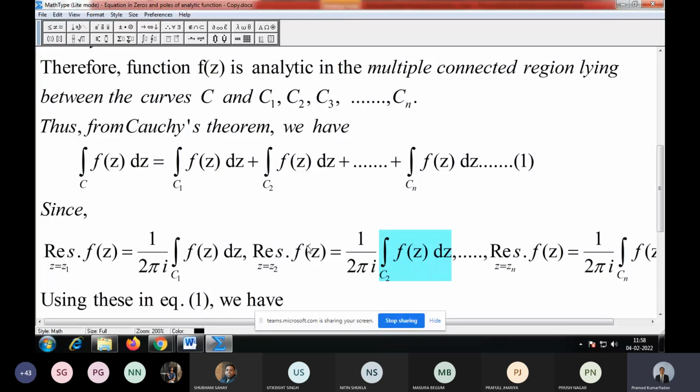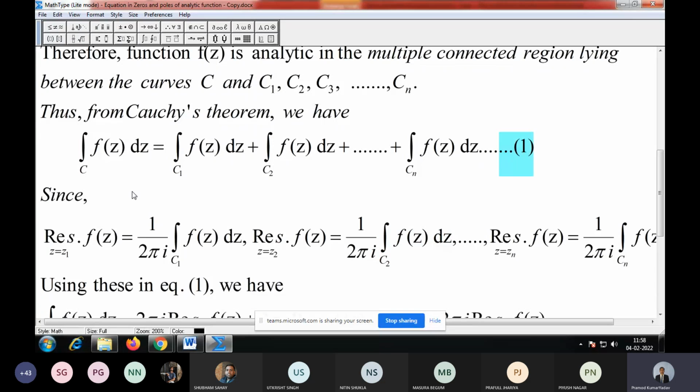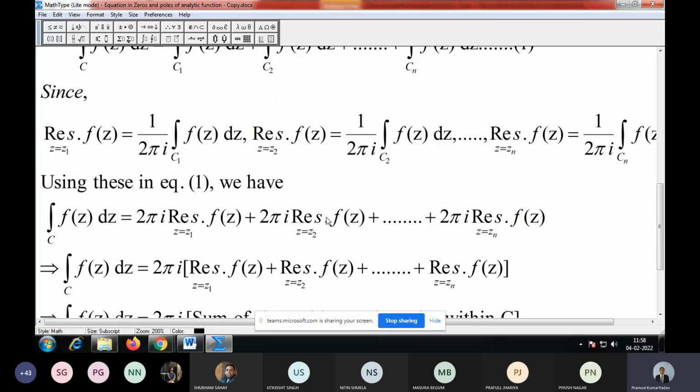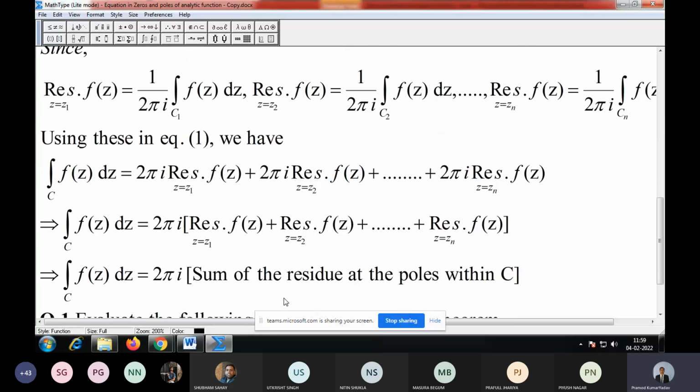We may use these results in equation 1. So what will happen? The integration of f(z) dz over C is equal to 2 pi i times the residue of f(z) at z1 plus 2 pi i times the residue of f(z) at z2, and so on. So we may take the common factor 2 pi i times the residues of f(z) at z1, z2, z3, and so on. Ultimately, this is the sum of the residues at the poles within C. So this is the Cauchy residue theorem, not the Cauchy integral theorem. Cauchy residue.